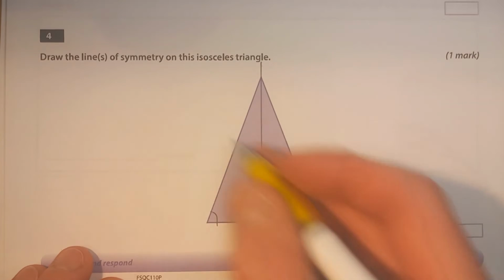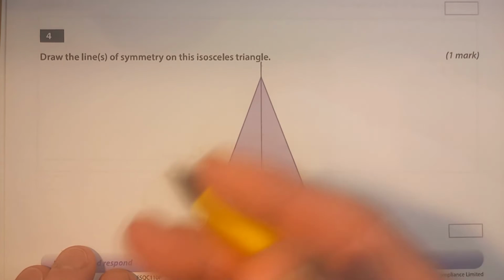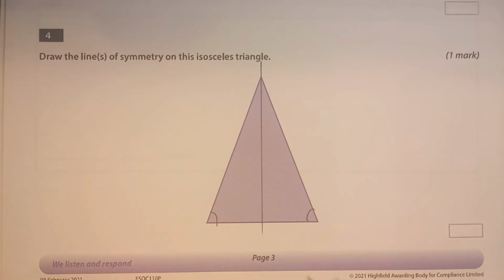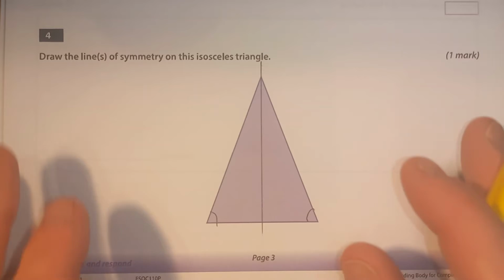We're not going to have a line of symmetry over here because it's not going to match. Remember, with line of symmetry, it means if you fold the shape together, you'd get a perfect match.